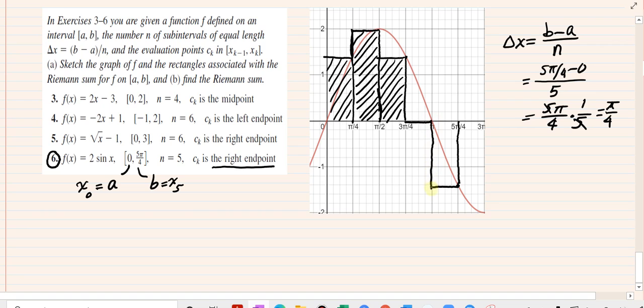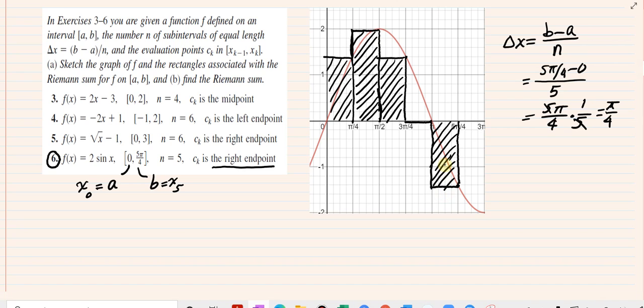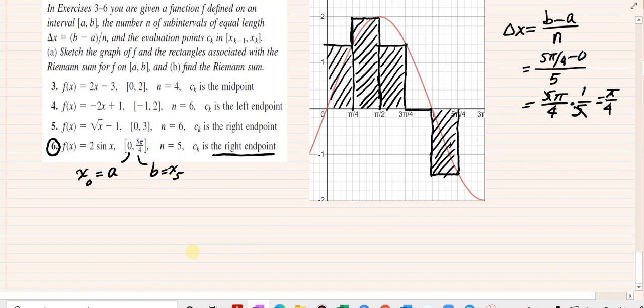So I'm just going to draw the rectangle, and then this will be the area that we're interested in. So that addresses part A. We sketched the graph and the rectangles associated with the Riemann sum. Now, in part B, we actually want to find the Riemann sum.